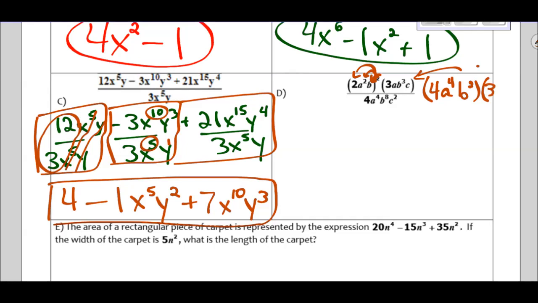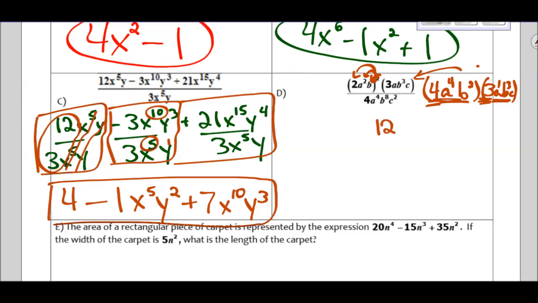Still have multiplication in between here. And that's really important because these aren't like terms. This and this aren't really like terms, but I'm multiplying, so it doesn't really matter. I'm allowed to multiply those two together. 4 times 3 is 12.